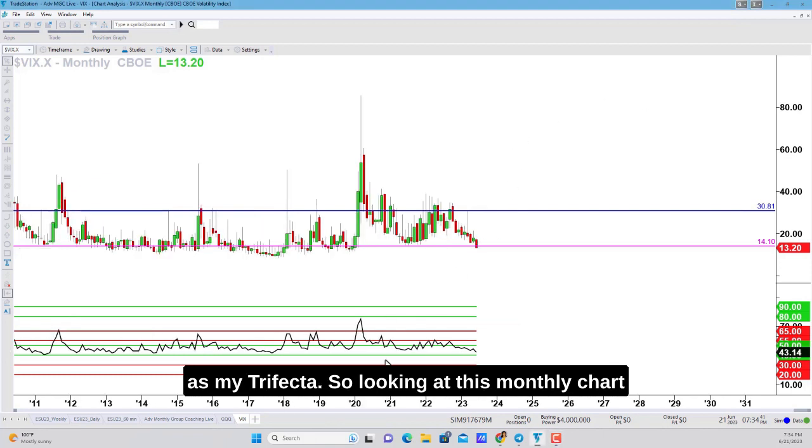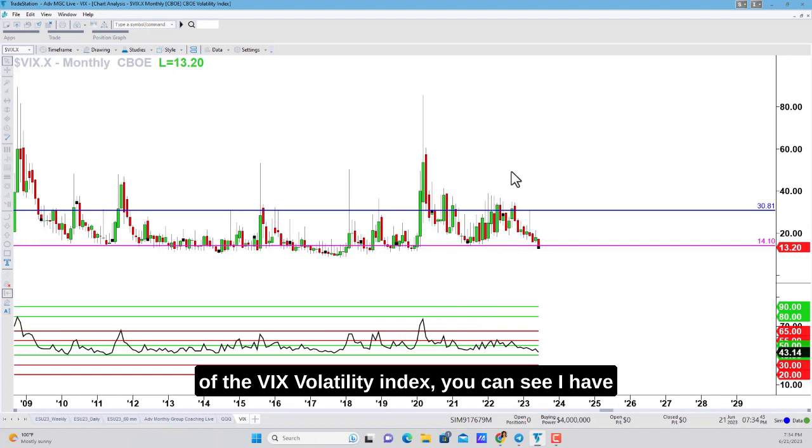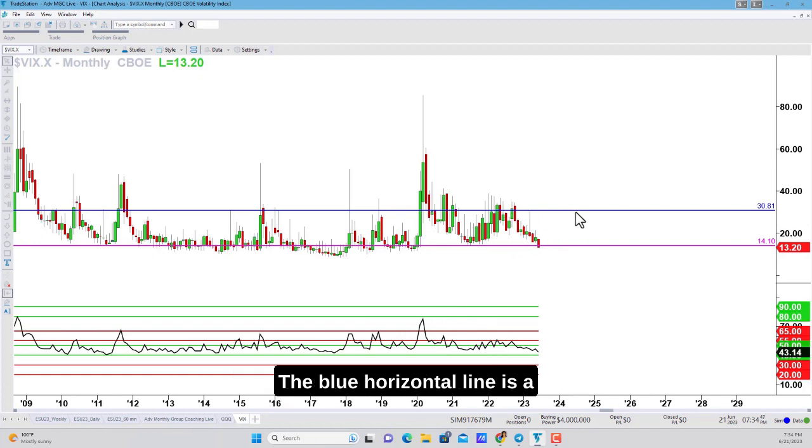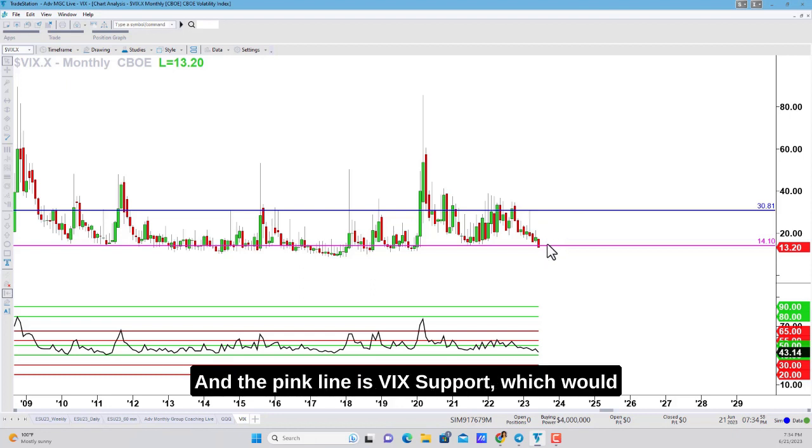So looking at this monthly chart of the VIX Volatility Index, you can see I have these two lines that have been on here for some time. The blue horizontal line is a price ceiling for the VIX. So it'd be resistance for the VIX, but support for the market, right? The S&P or the Dow. And the pink line is VIX support, which would be resistance for the S&P or Dow.